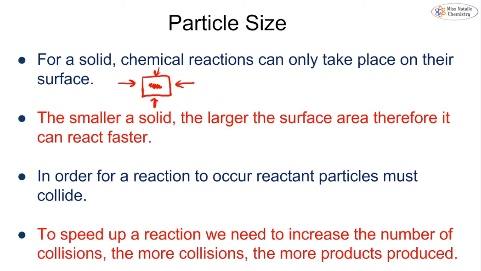So in order to speed up a reaction, we need to increase the number of collisions, and it is the number of successful collisions in a specific time frame. So the more collisions that happen, the more products are being produced.